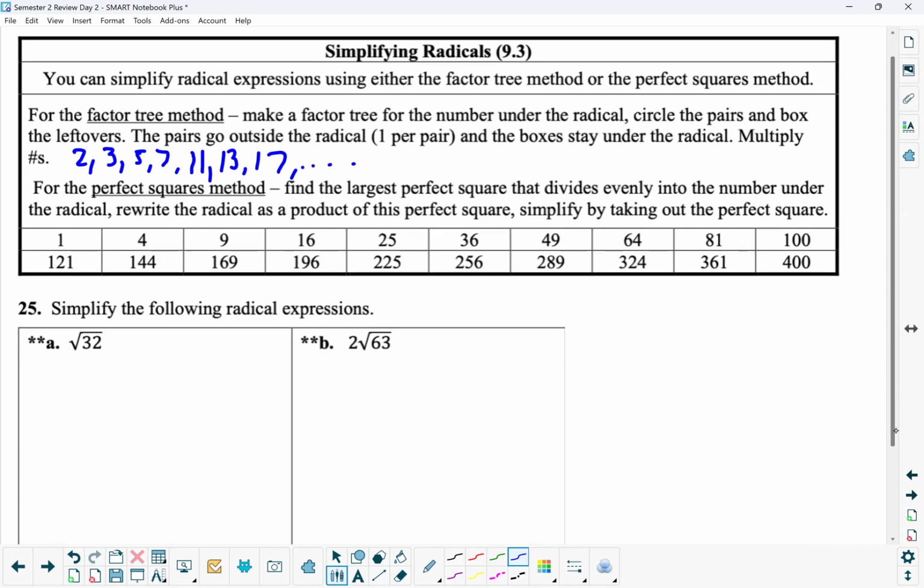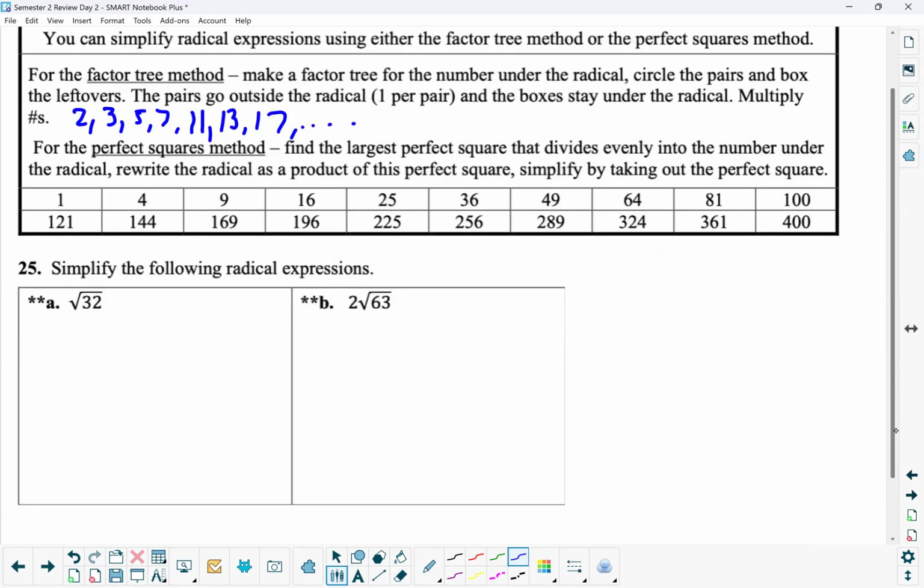So the square root of 32, if I use the factor tree method, I start with 32 and I check, is it divisible by 2? It is because it's even. 2 and 16. And now I forget about the 2 for a while and I focus on the 16. Is 16 evenly divisible by 2? Yes, because it's even. 16 divided by 2 is 8. Is 8 evenly divisible by 2? Yes. 4 times 2. Is 4 evenly divisible by 2?